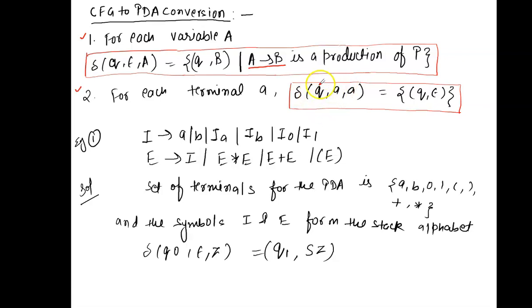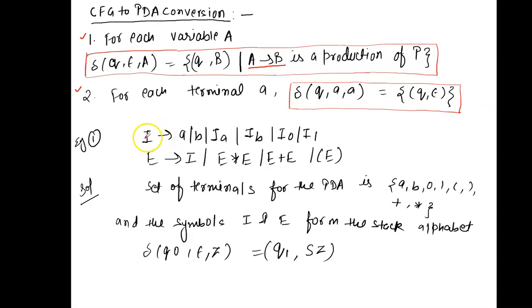Here I'm going to write the current state. Here both the second and third parameters will be the terminal which I am considering, and here the same state, and epsilon represents the pop operation. So these two rules you need to remember. Now let us take one example.